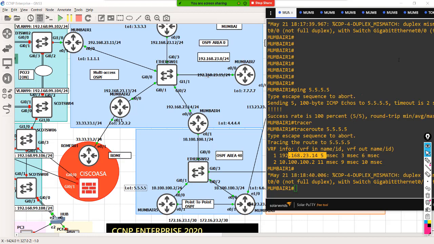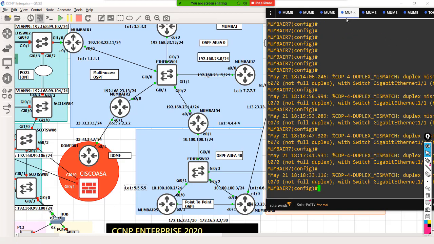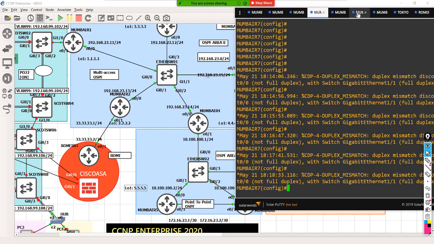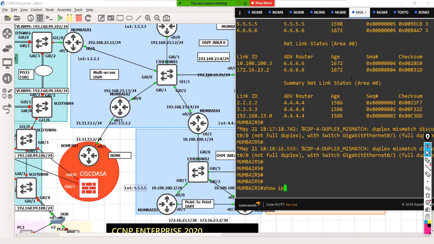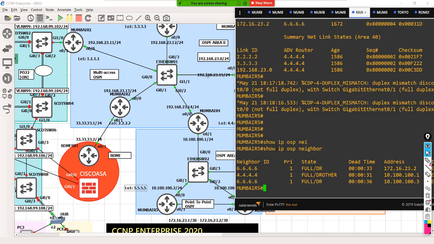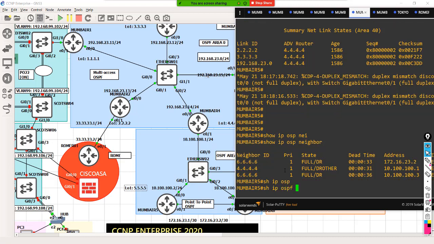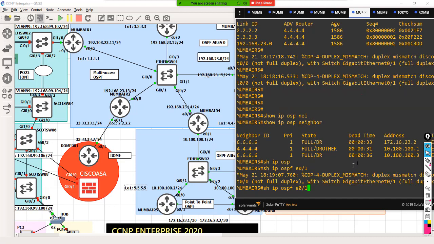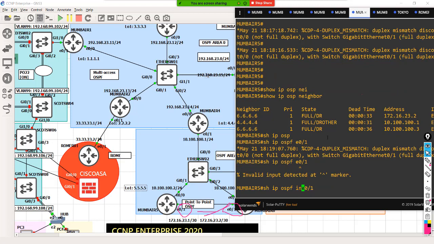Now from the point-to-point connection, let's see what happens. Okay, so if I open up Mumbai 5 and run show IP OSPF neighbor, you see they are neighbored with 4.4.4 and 6.6.6. Okay, so let me see what OSPF network type is running on E0/1. On this, let's see what OSPF is by default taking up.